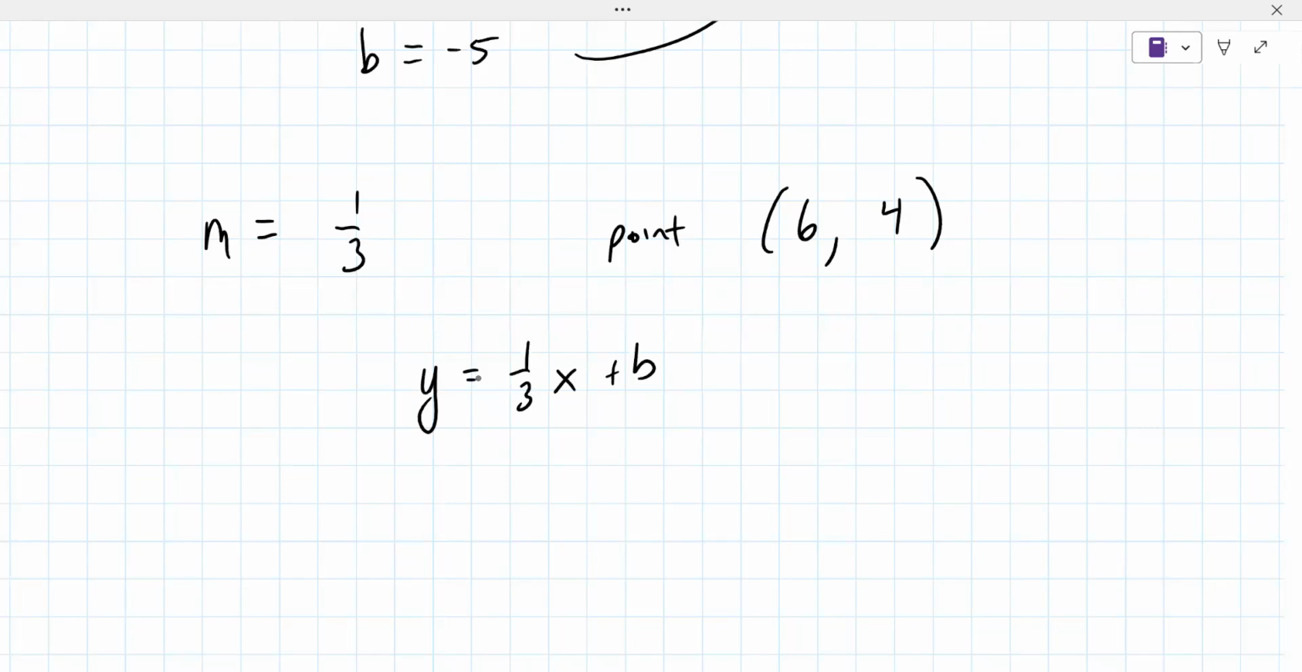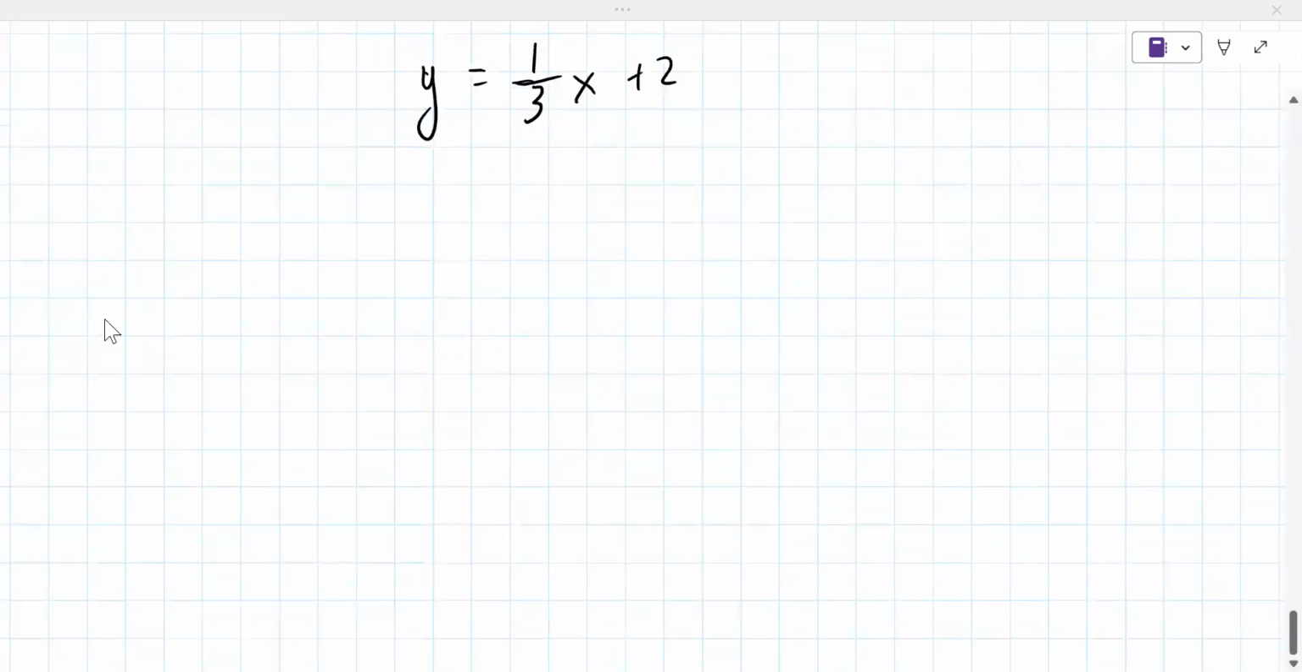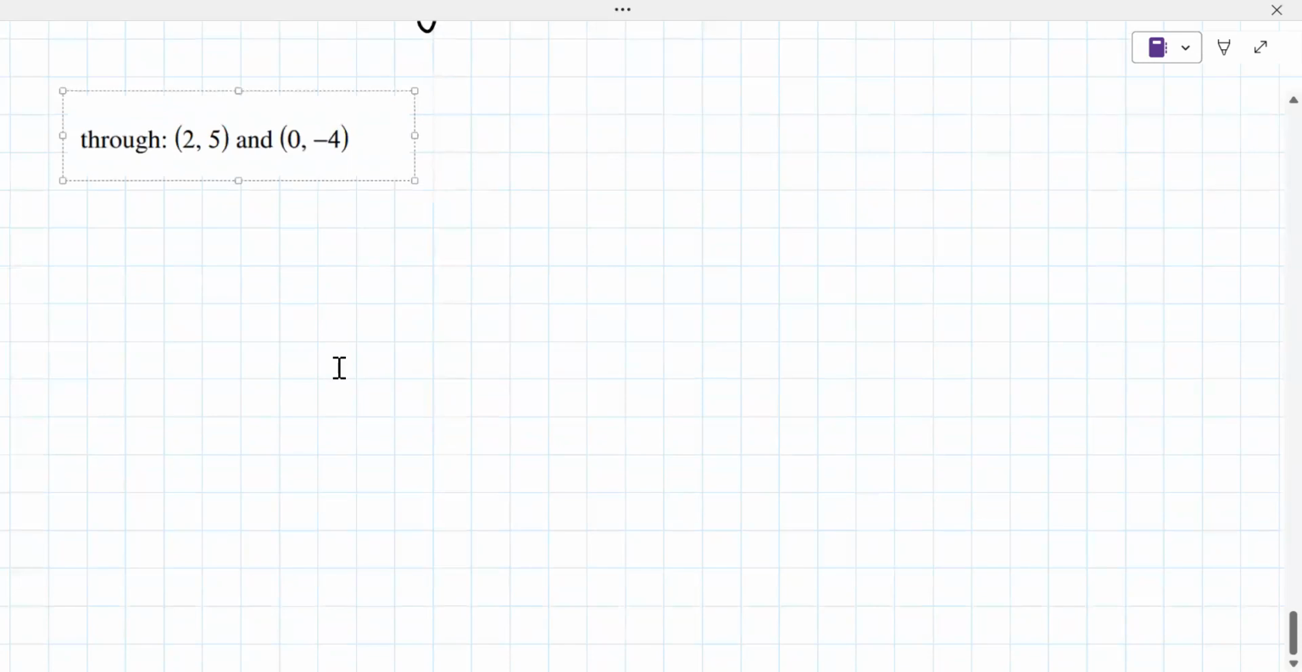y equals 1/3 x plus 2. That sounds right to me. Very good. Okay, good. So let's go back and do a problem where you are going to find the slope, and the slope is going to be a fraction. Okay, go ahead and first calculate the slope on this one, please, and then we'll talk about how to proceed.